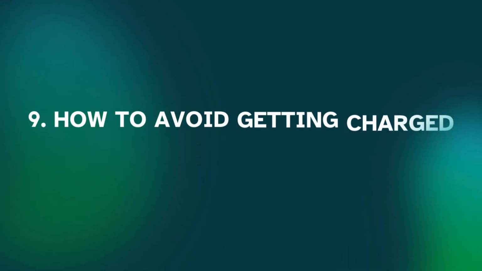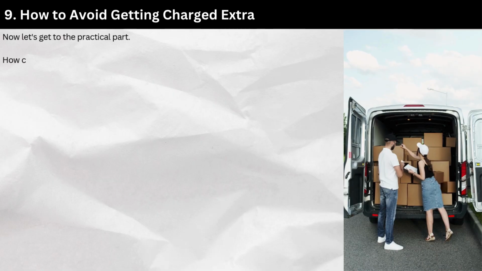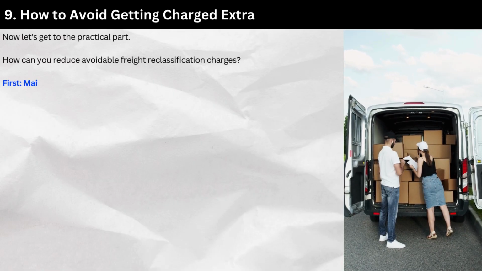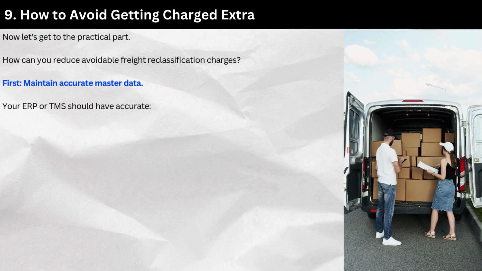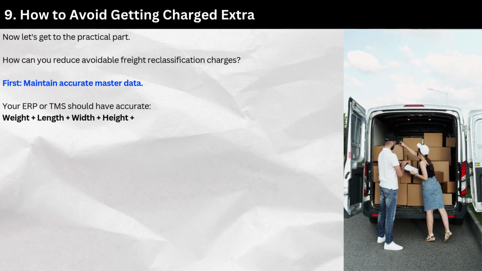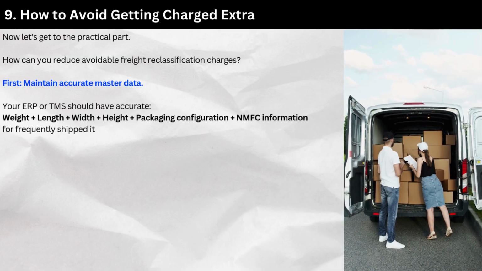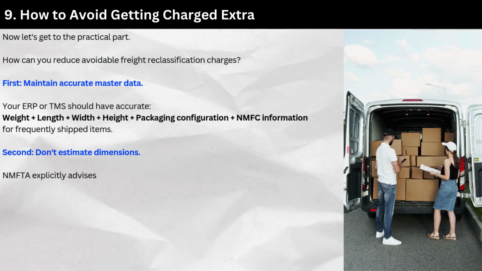9. How to avoid getting charged extra. Now let's get to the practical part. How can you reduce avoidable freight reclassification charges? First, maintain accurate master data. Your ERP or TMS should have accurate weight plus length plus width plus height plus packaging configuration plus NMFC information for frequently shipped items. Second, don't estimate dimensions.